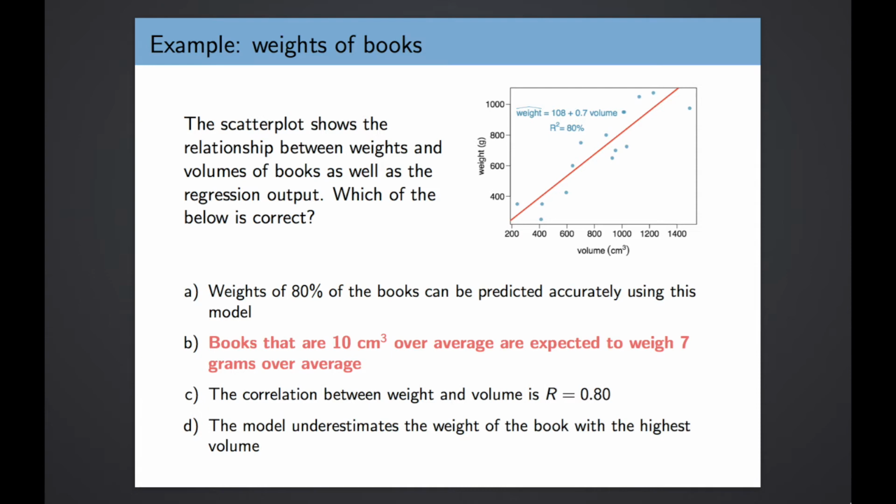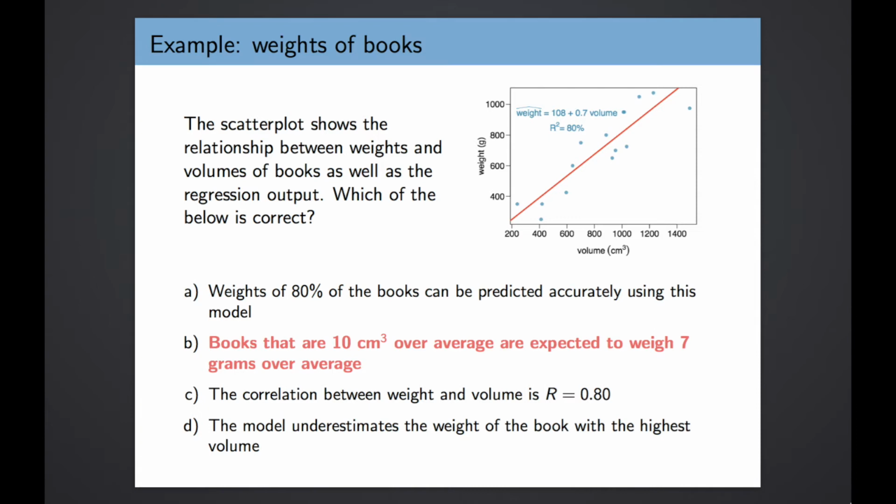So that is why option A is not correct. Option C says that the correlation between weight and volume is equal to 0.8. The correlation is not the same thing as the R-squared value for this linear regression, so that's why this option is not correct.